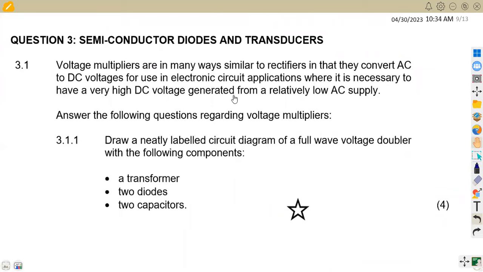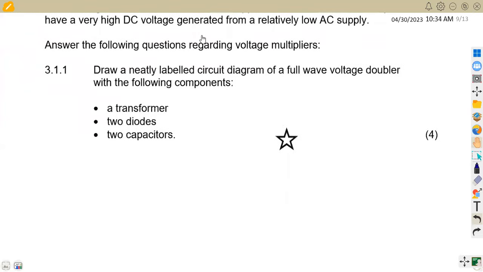Voltage multipliers are actually in many ways similar to rectifiers in that they convert AC to DC voltages for the use of electronic circuit applications where it is necessary to have a very high DC voltage generated from a relatively low AC supply. Answer the following questions regarding voltage multipliers.